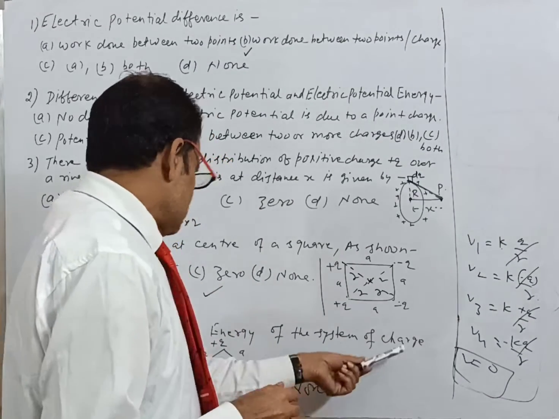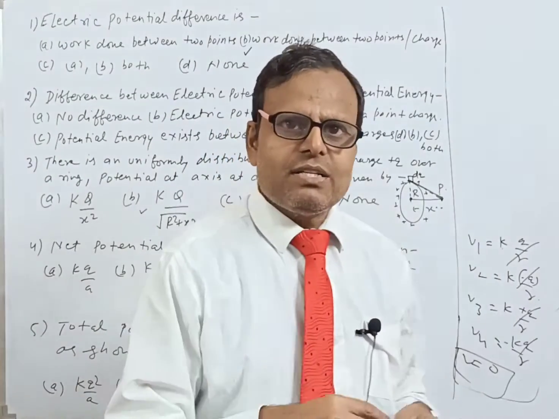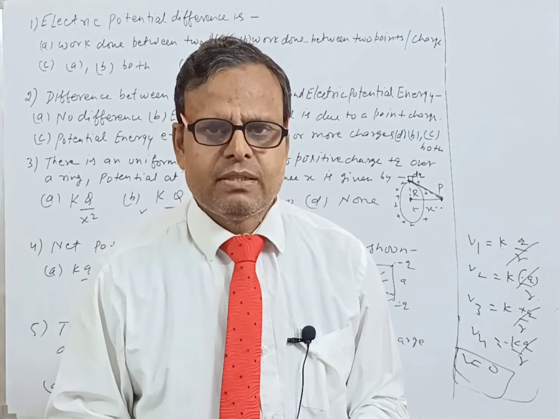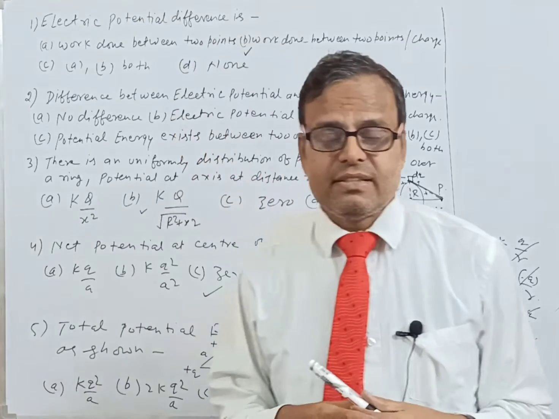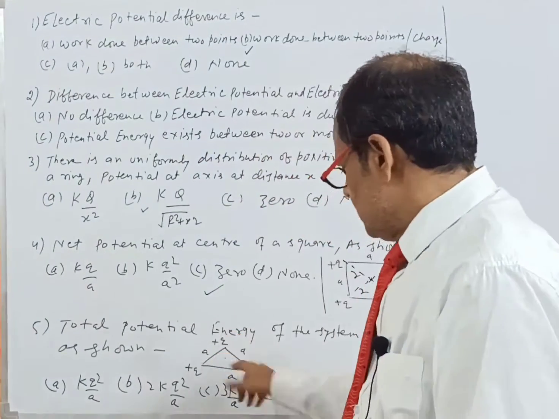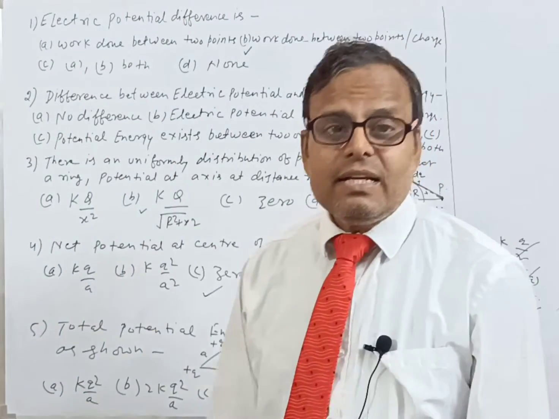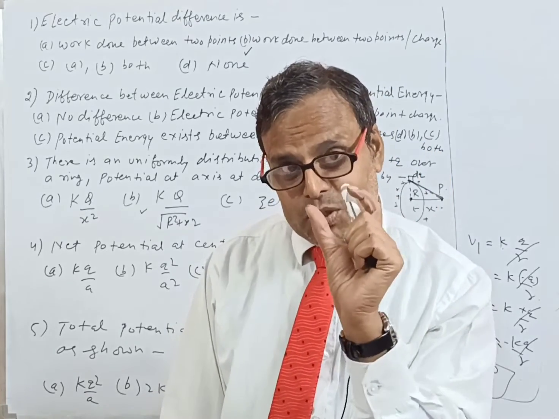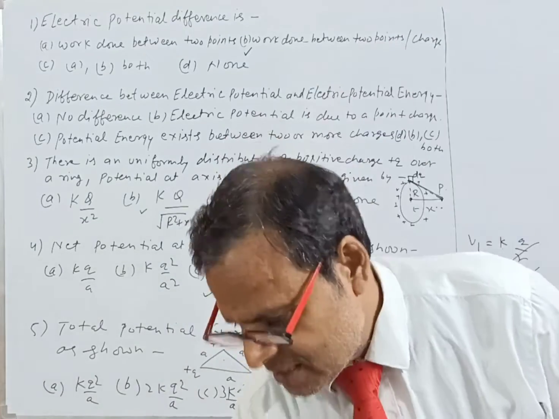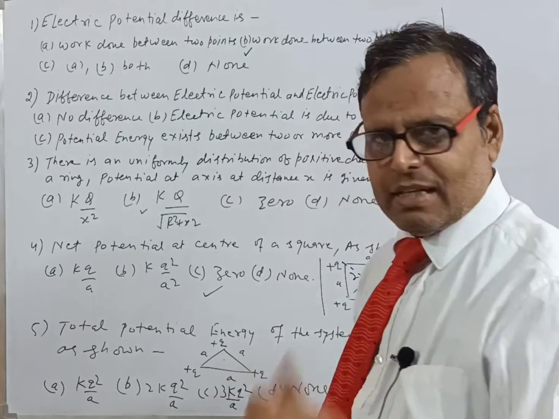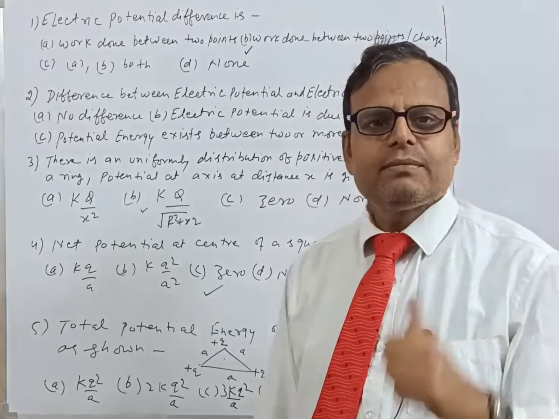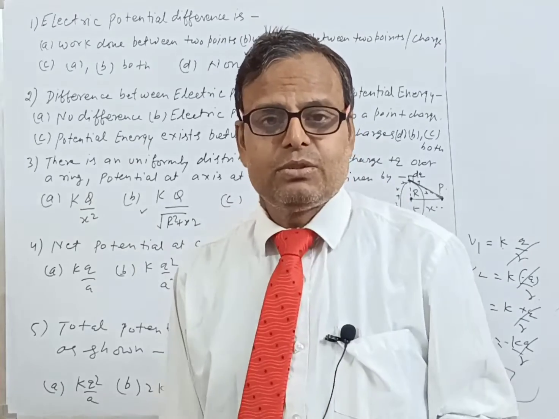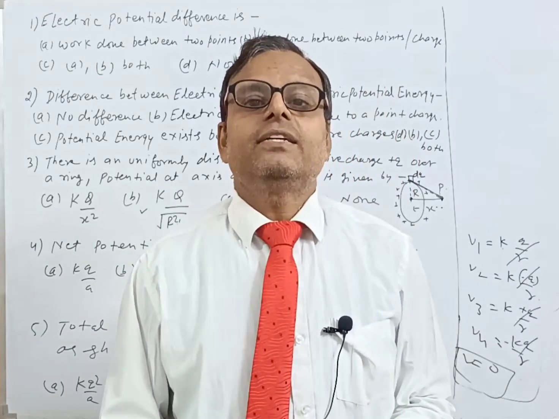Now, total potential energy of the system of charges as shown. Three identical charges, plus Q, plus Q, plus Q, are located at the vertices of an equilateral triangle. What would be the total potential energy of this system? As you know, potential energy is always the matter between two charges, mutual. Potential energy due to this and this, let that be U1. Between this and this, let that be U2. Between this and this, let that be U3. Then total energy is U1 plus U2 plus U3. Again, potential energy is a scalar quantity.